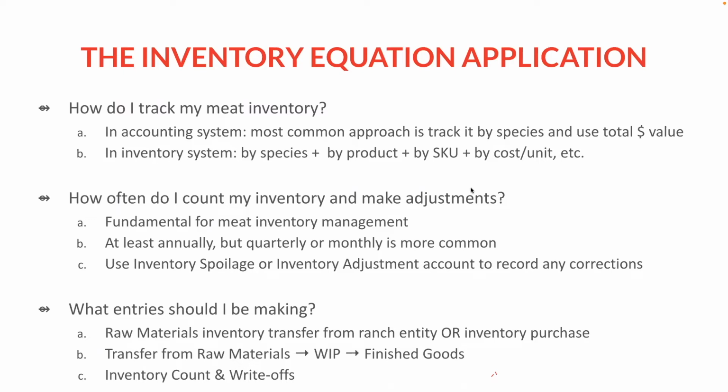In your accounting system, you most likely would be tracking it by species and a total dollar value, because that's how your accounting system would be set up. Simply, you just input your species like lamb or beef or whatever, and then you put the dollar value, and you can say, okay, this is my raw material, this is my work in progress, this is my finished goods.